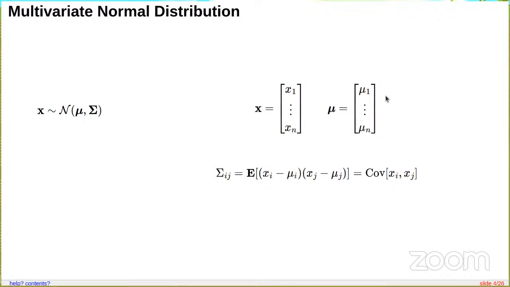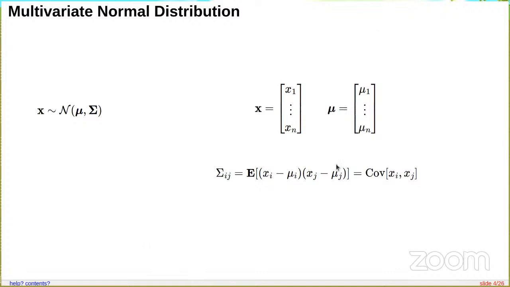We have mu, one mean for every feature. These are the entries of the covariance matrix. I hope this is familiar to all of you. This is just the covariance term ij, and on the diagonal you will have the variance for each feature. Can you tell me what the dimensions of this covariance matrix would be?